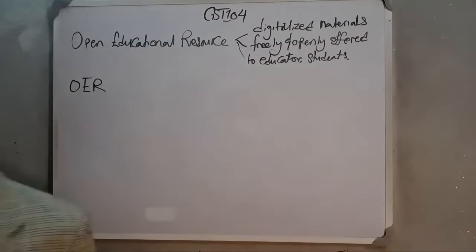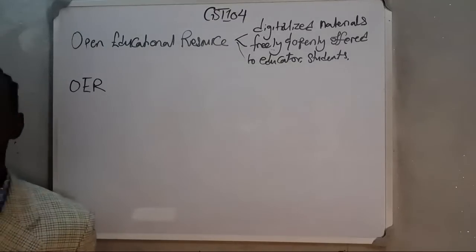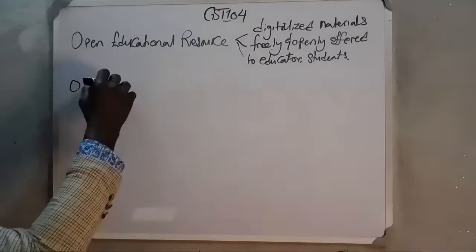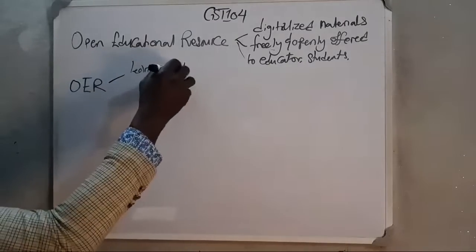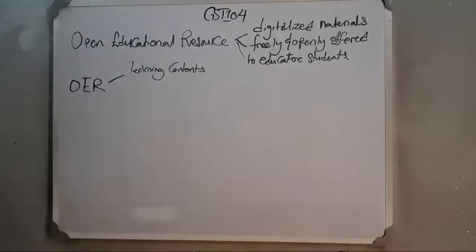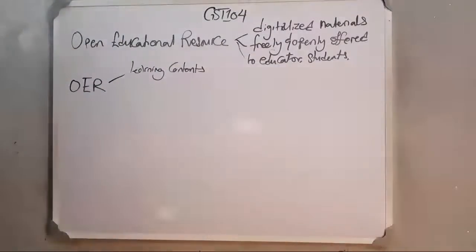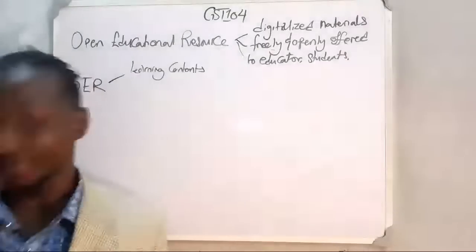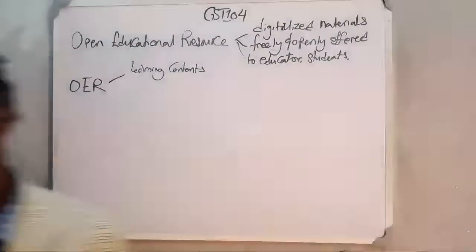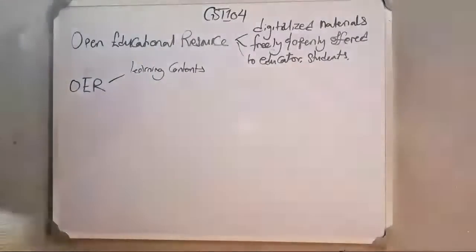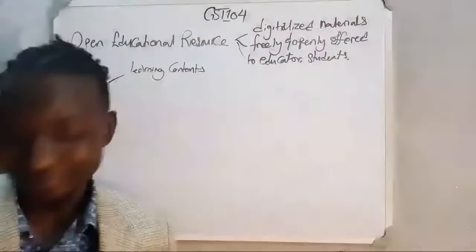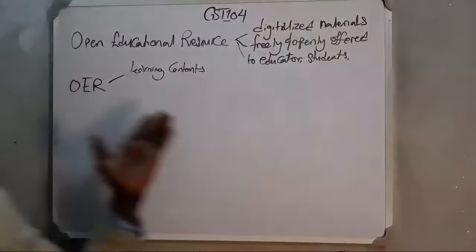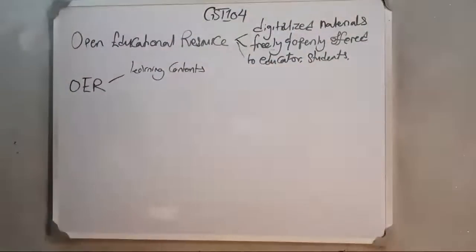OER, otherwise known as open educational resource, includes learning contents. These learning contents are regarded as full courses, courseware, like what we have in NOUN, our course material, learning objects, collections, and journals. These are examples of OER.